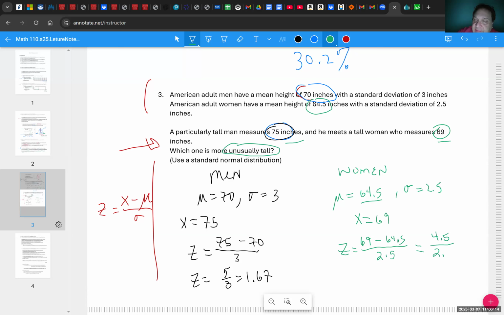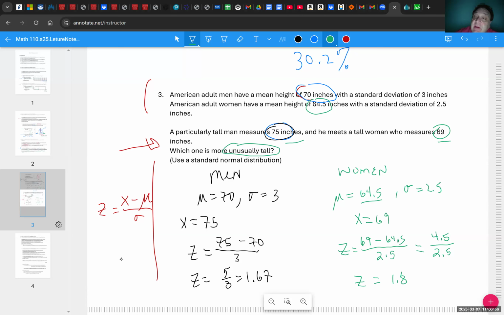Divided by 2.5. I could probably do this in my head, but I'd equally likely make a mistake. So I'm going to grab a little calculator here. 4.5 divided by 2.5, and that's a 1.8. So Z is equal to 1.8. So this gal is 1.8 standard deviations above the mean, and our fellow here is 1.67 standard deviations above the mean. Which one is taller or more unusually tall?